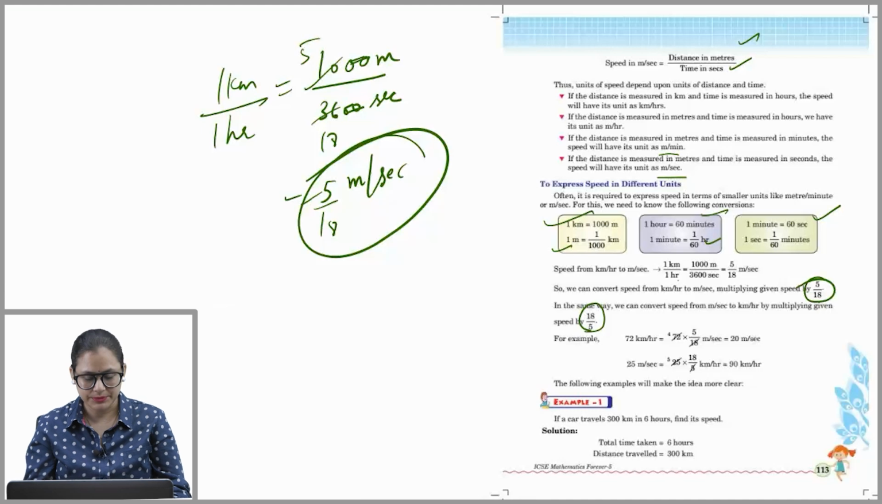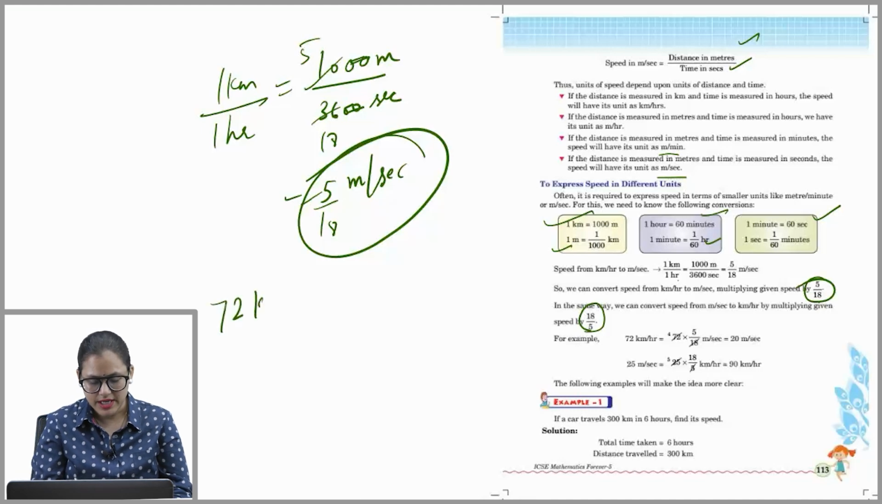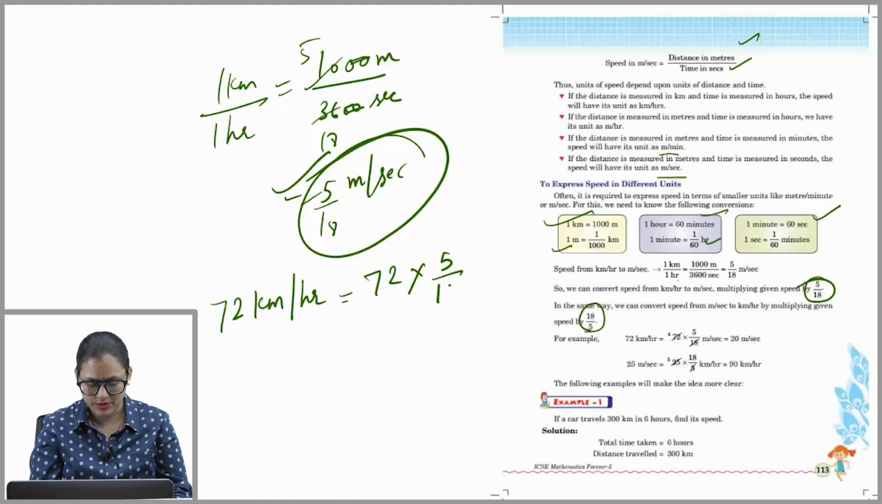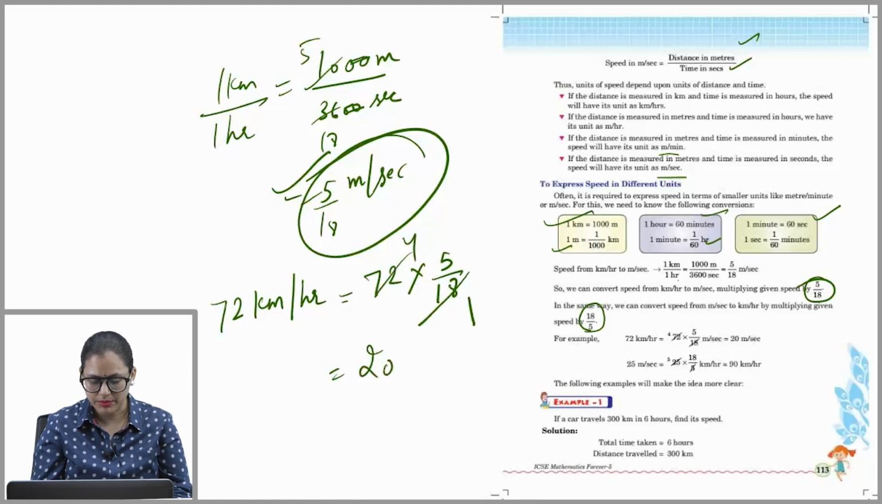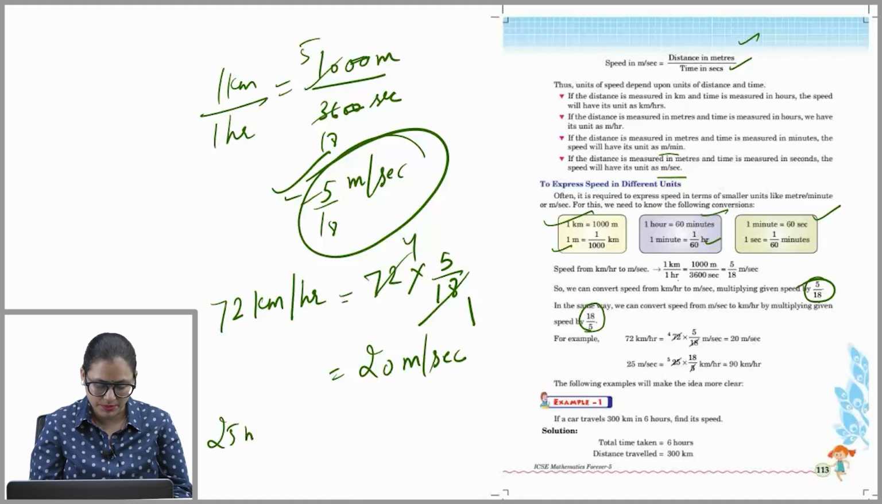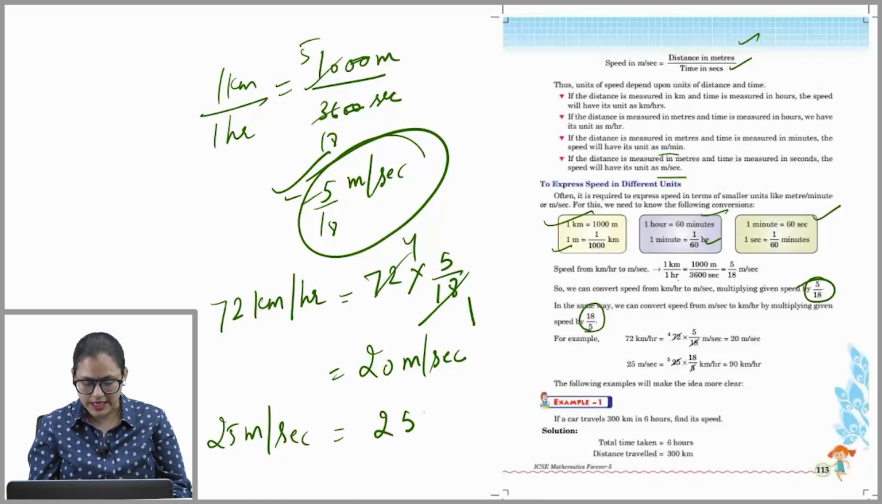For example, here the example is given, 72 kilometer per hour. We have to convert this into meter per second. So what will we do? 72 into 5 by 18. Now 18 ones are 18, 18 fours are 72. So 20 meter per second. And when you are converting from meter per second to kilometer per hour, what will you do? You will multiply this speed by 18 by 5. 5 fives are 25 and 18 fives are 90 kilometer per hour.